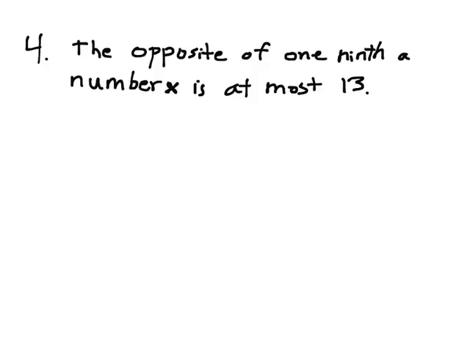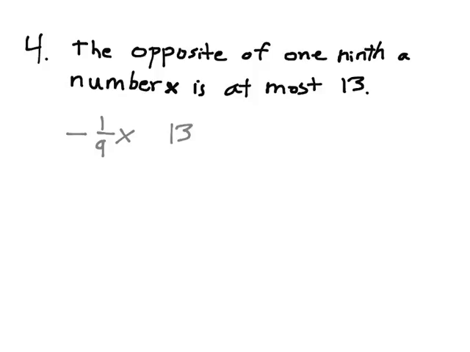It's given that the opposite of 1/9 a number x is at most 13. We need to solve the inequality for x. So to start off with, let's interpret this text. The opposite of 1/9 a number x. So the opposite means we put a negative, 1/9 a number x. So that's the opposite of 1/9 a number x. And that is at most 13.